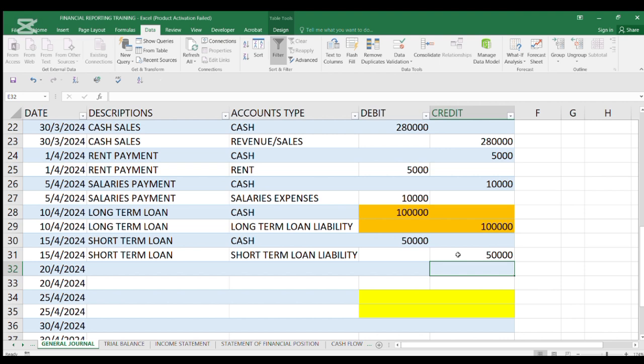Then the next transaction said purchase inventory worth 200,000 on credit. This is on credit straight, no part payment. So this will carry only 2 legs. Yes, inventory purchase on credit straight up, right?